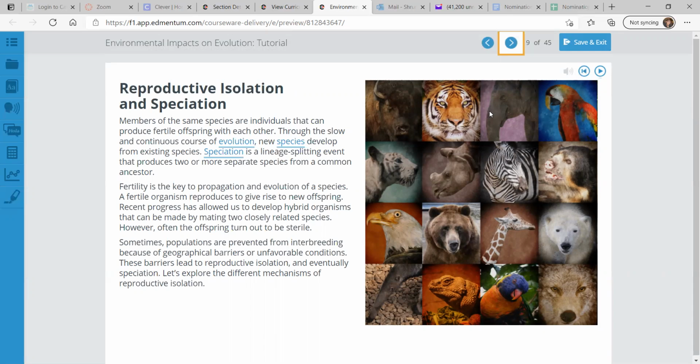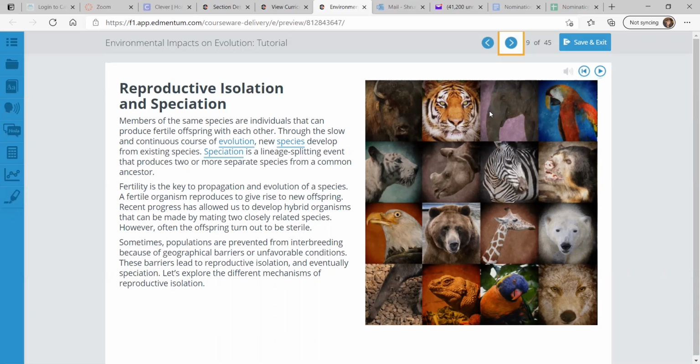Fertility is the key to propagation. Propagation means reproducing. It's just another fancier way to say reproducing, and fertility is the key to propagation and evolution of a species. So for a species to continue to live on and evolve, fertility is key. A fertile organism reproduces to give rise to new offspring.